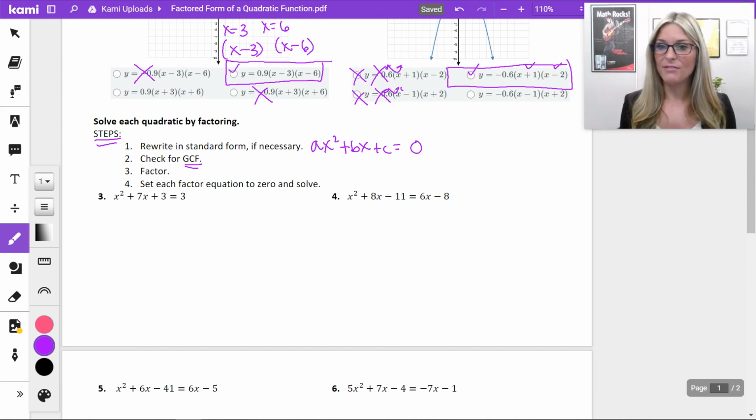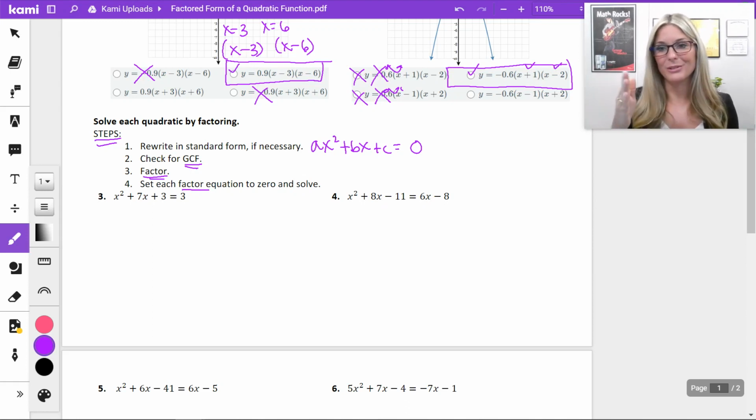Check for a GCF. This can help us factor. Complete the factoring process, and then we'll set each of those factors equal to 0, and we'll solve. So on number 3, we have x squared plus 7x plus 3 equals 3. Step number 1, set it equal to 0.